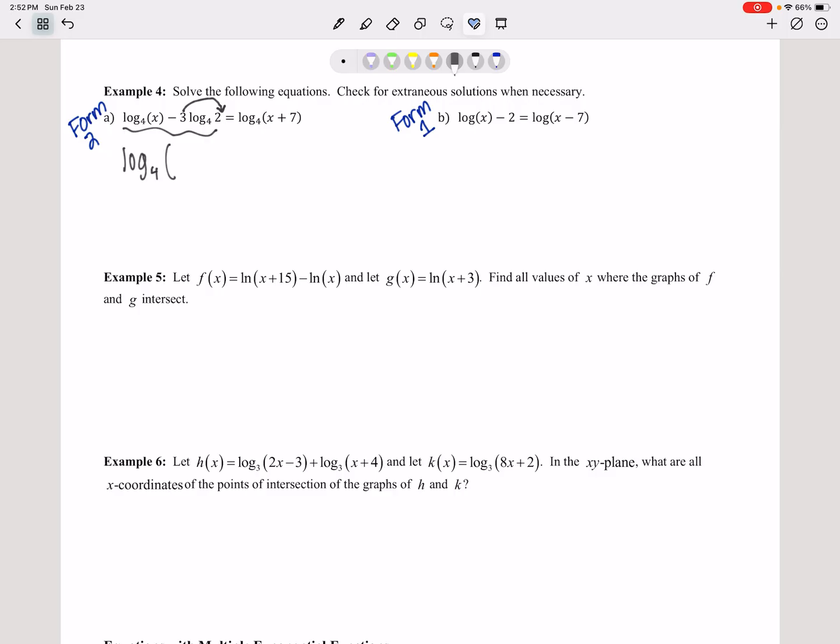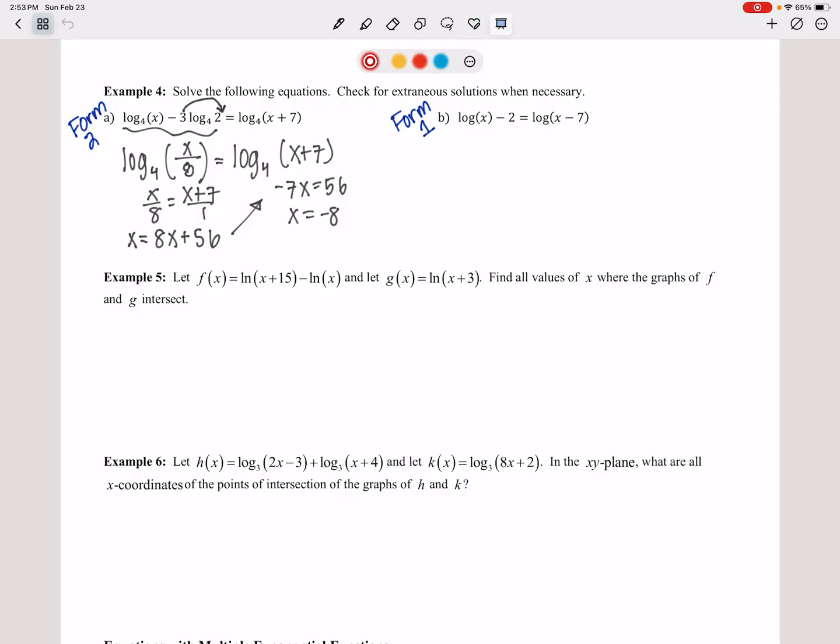So I'm going to have log base 4. Now, the x is in the numerator, and 2 cubed, which is 8, will be in the denominator, equals log base 4 of x plus 7. Now x over 8 equals x plus 7 over 1. I'm going to cross multiply. x equals 8x plus 56. Therefore, negative 7x equals 56, and x equals negative 8.